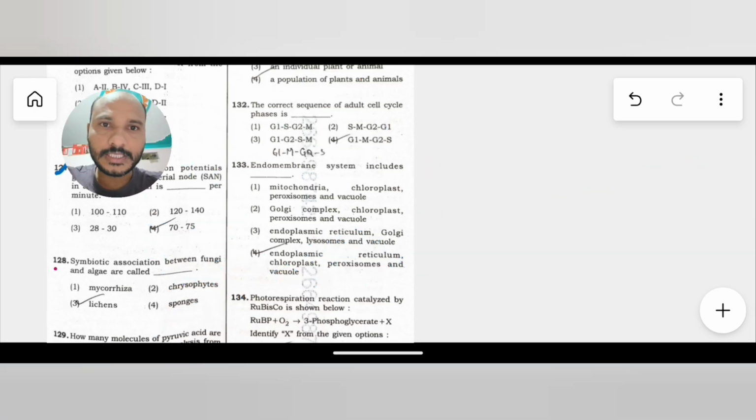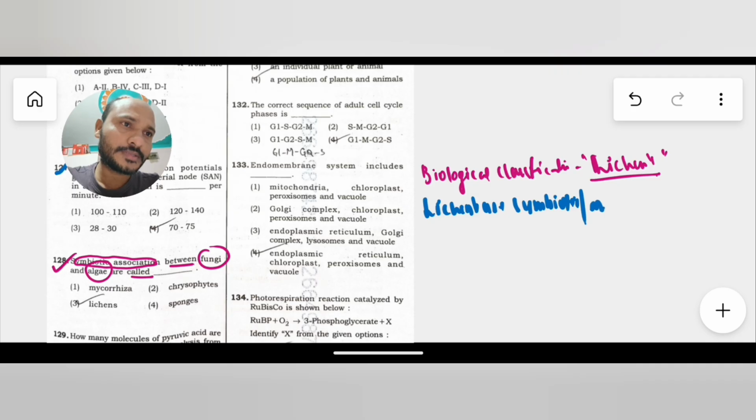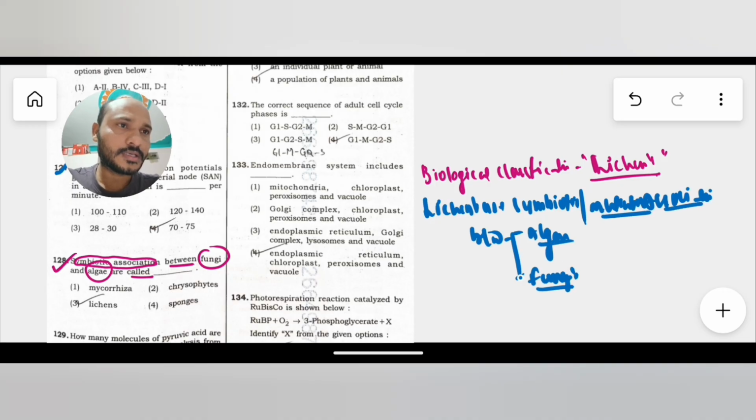Okay, next, question 128: symbiotic association between fungi and algae is called. These questions are framed from biological classification. In biological classification, they focus on lichens. So what exactly are lichens? Lichens are a symbiotic or mutual association between algae and fungi.